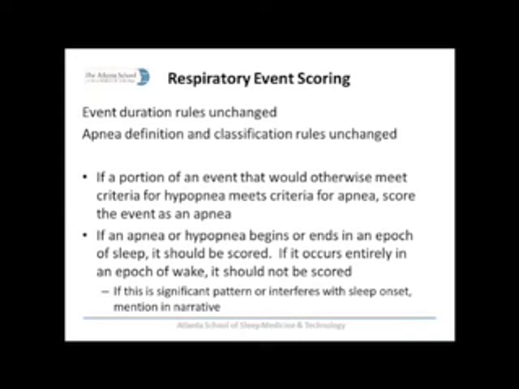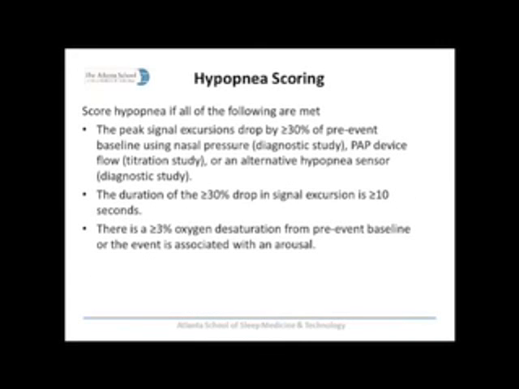For respiratory event scoring, the event duration rules are unchanged. The definition of an apnea and the classification of apneas, those rules are unchanged. That is, the definition of an apnea and what makes it obstructive, central, or mixed. Now it's noted that if a portion of an event that would otherwise meet criteria for hypopnea meets the criteria for apnea, then score the event as an apnea.